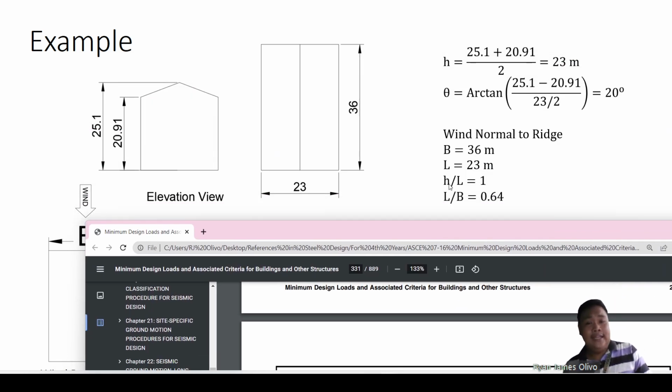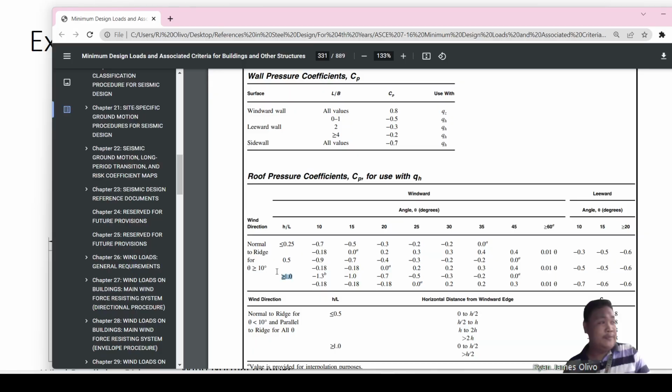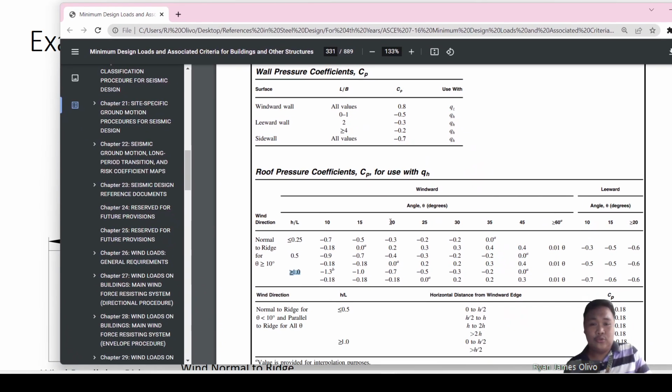For h over L, luckily, we don't need to bother about interpolating. So we consider greater than or equal to 1.0, and that is 1. So this is h over L equals 1, and our angle is 20 degrees. And at 20 degrees, we also don't need to do interpolation for normal to the ridge. That is negative 0.7 and negative 0.18. So since we have negative 0.7 and negative 0.18, we do two load cases.